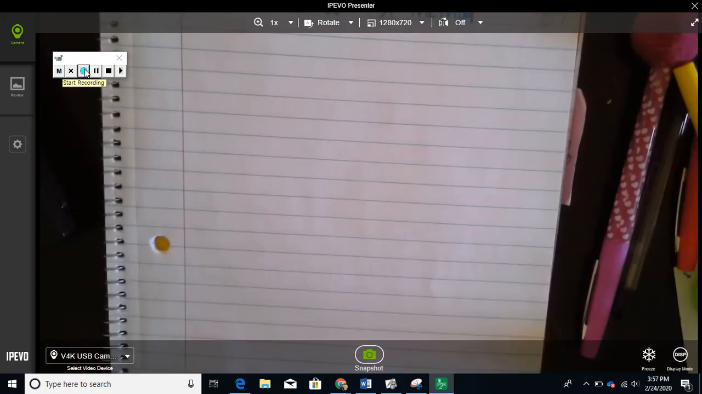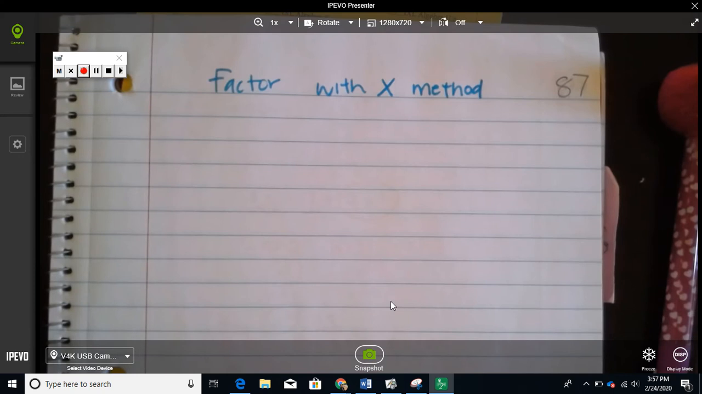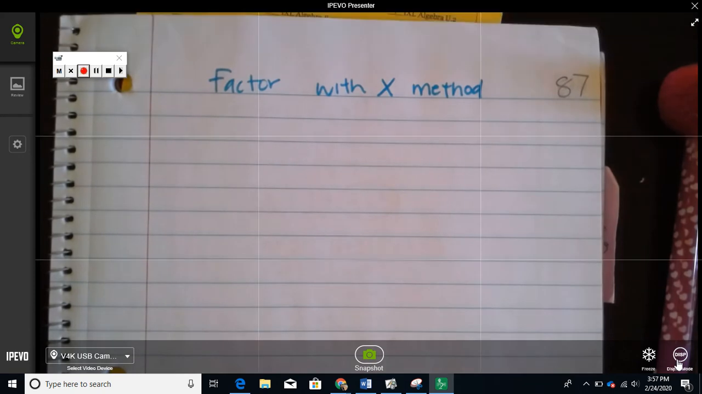Alright, so in this video we're going to talk about how to factor using the X method. This is on page 87 in your journals, and today's February 24th.